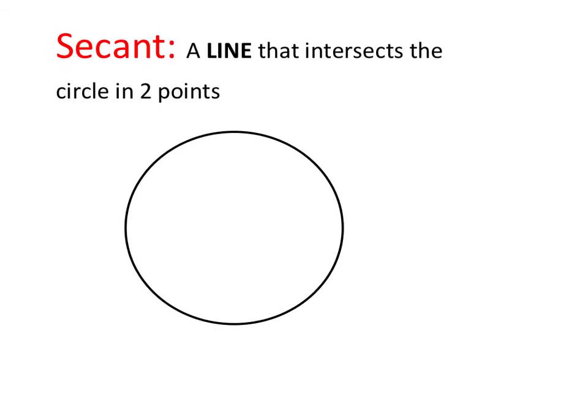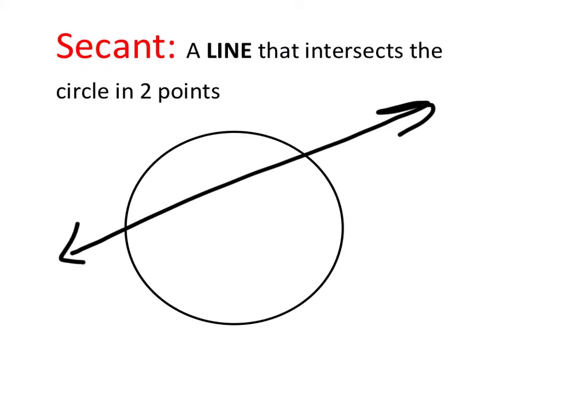Next we have a secant. A secant is a line that intersects the circle at 2 points. So remember, a line goes on forever, so it does not stop at these 2 points on the circle. So this would be line AB. Line AB is a secant. It intersects the circle twice.